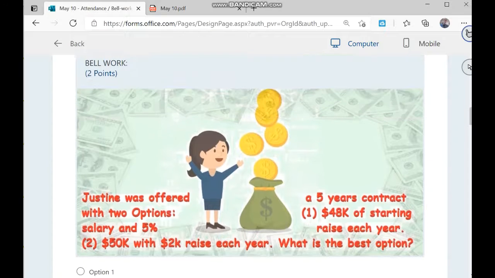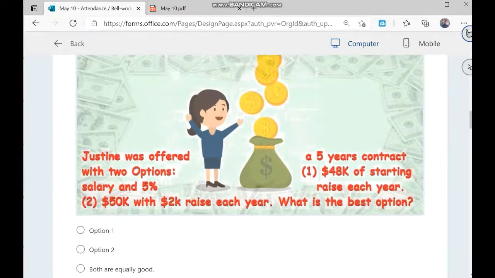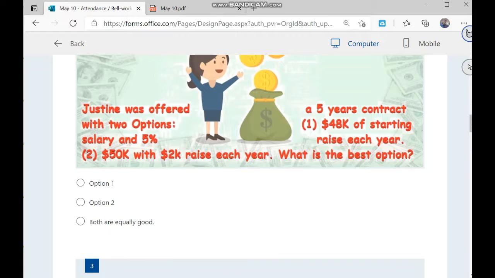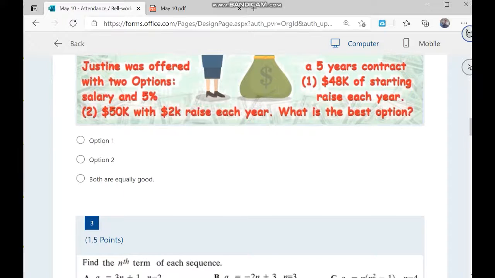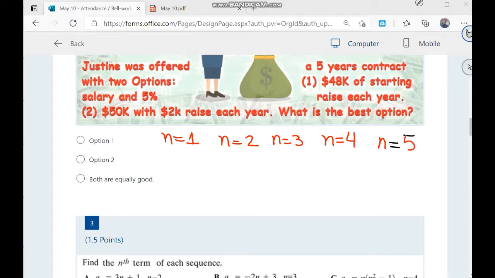Let's find the right answer for the bell work. And we will, thank you, Timothy. We will think as a sequence. We're going to apply a sequence. So let's find what is the A for n equals 1, n equals 2. This is the first year, second year, third year, fourth year, and fifth year. Okay?